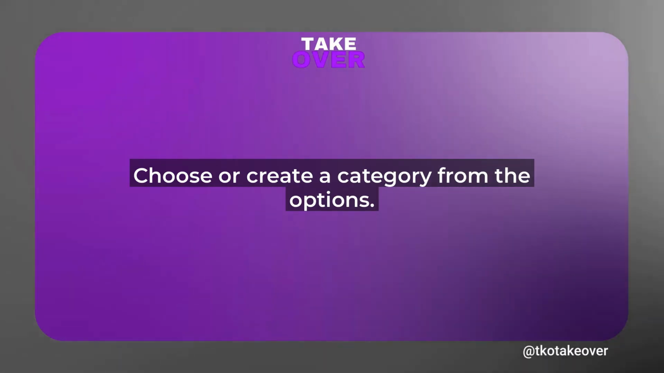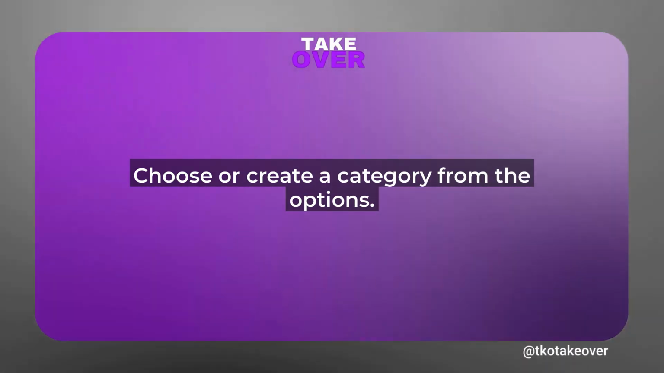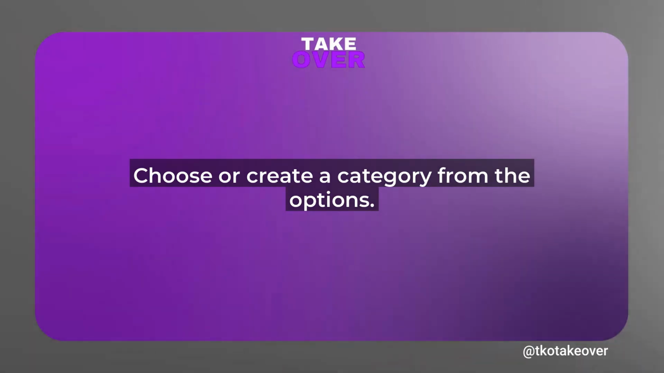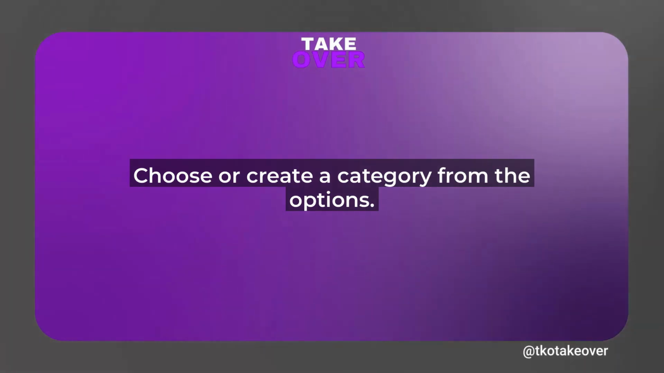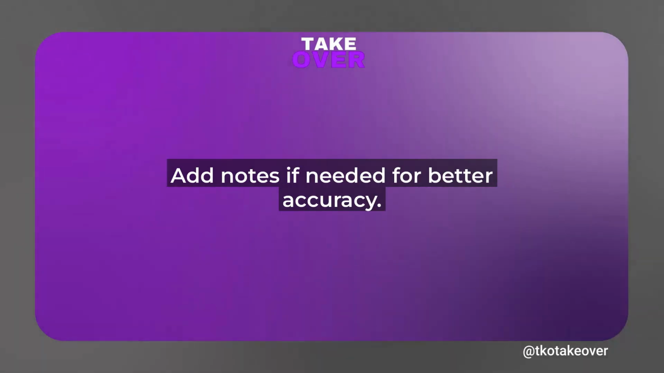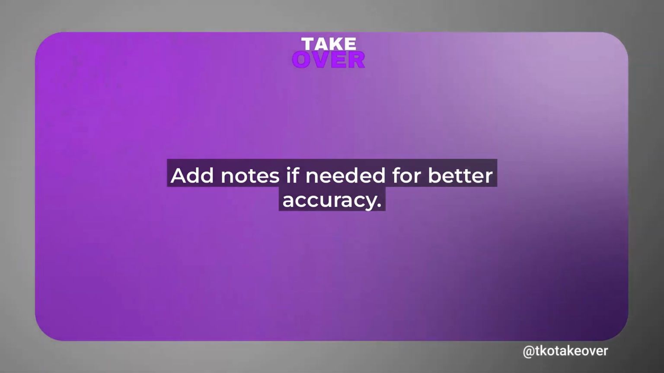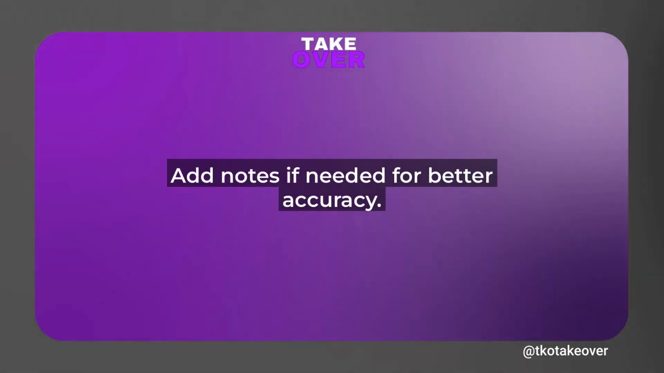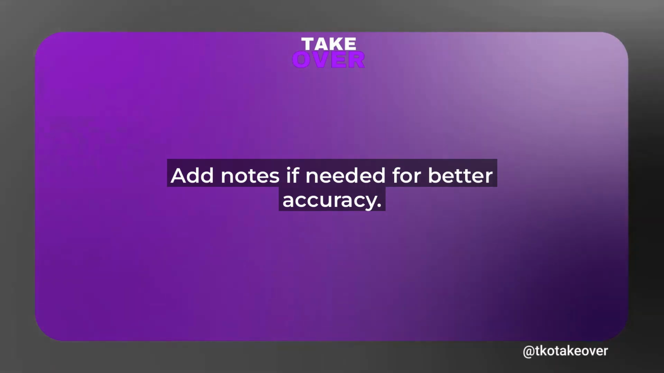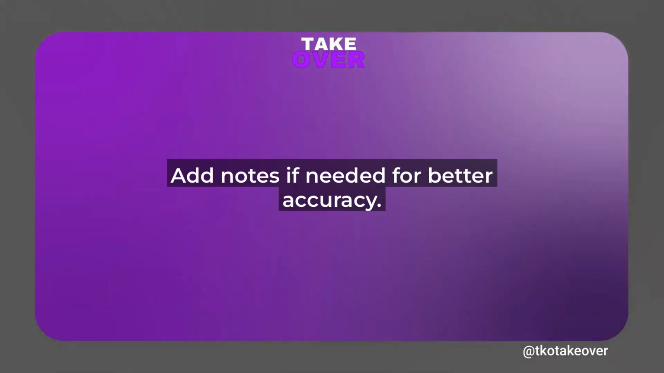If nothing fits, you can easily create a custom category by selecting the Add New option and typing in your own label, such as online shopping or pet expenses. After selecting or creating your category, double-check the details for accuracy, maybe add a note if needed, and then hit the Save button. Boom! Your transaction is now properly categorized.